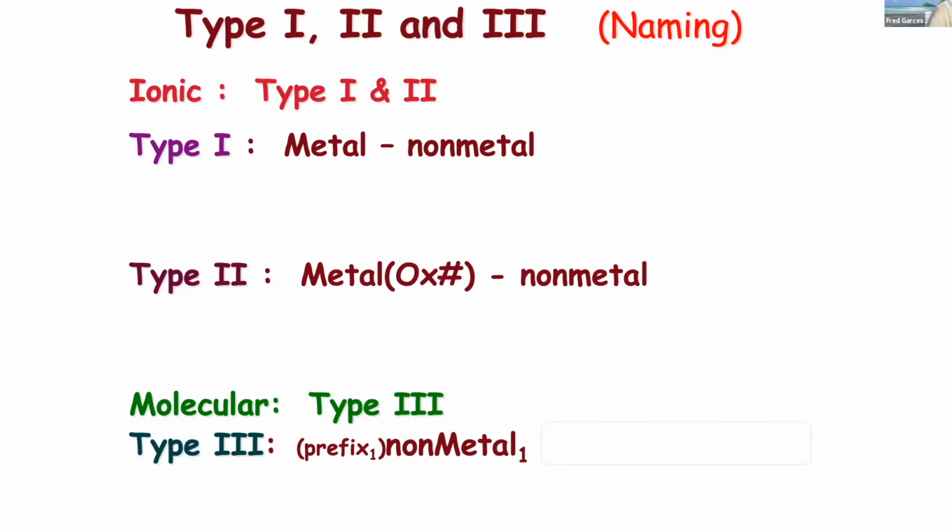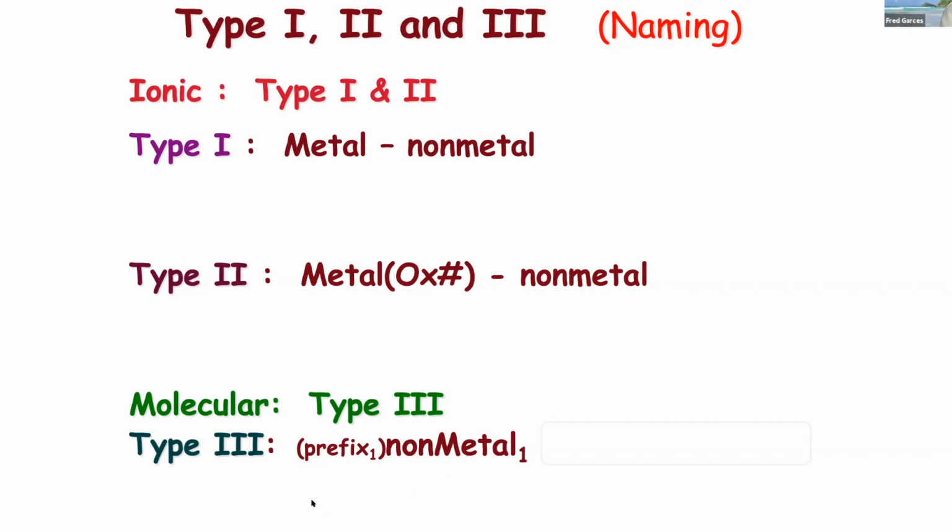And then molecular compounds like carbon dioxide. Carbon and oxygen are non-metals. So how do you determine the formula? You have to give it a prefix. Carbon di means 2, oxide means oxygen, so it's carbon and 2 oxygen, CO2.